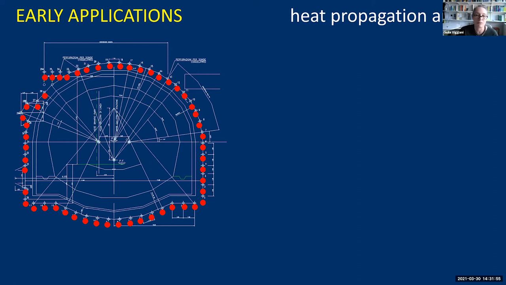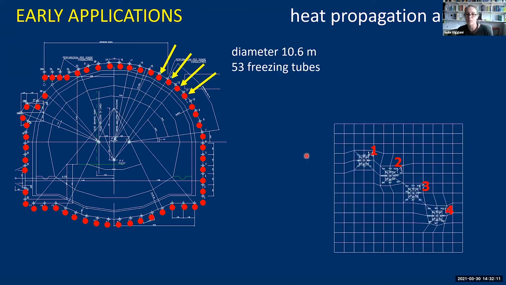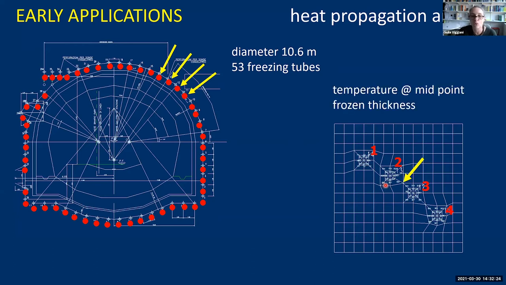And so this is one of the platform tunnels with an equivalent diameter of 10.6 meters. There are 53 freezing tubes around it. And we examined what was going on considering 4 of these freezing tubes at the position indicated in the slide. In particular, the control quantities were those at this point where I've put my pointer. We were looking at the temperature at the midpoint and the frozen thickness.